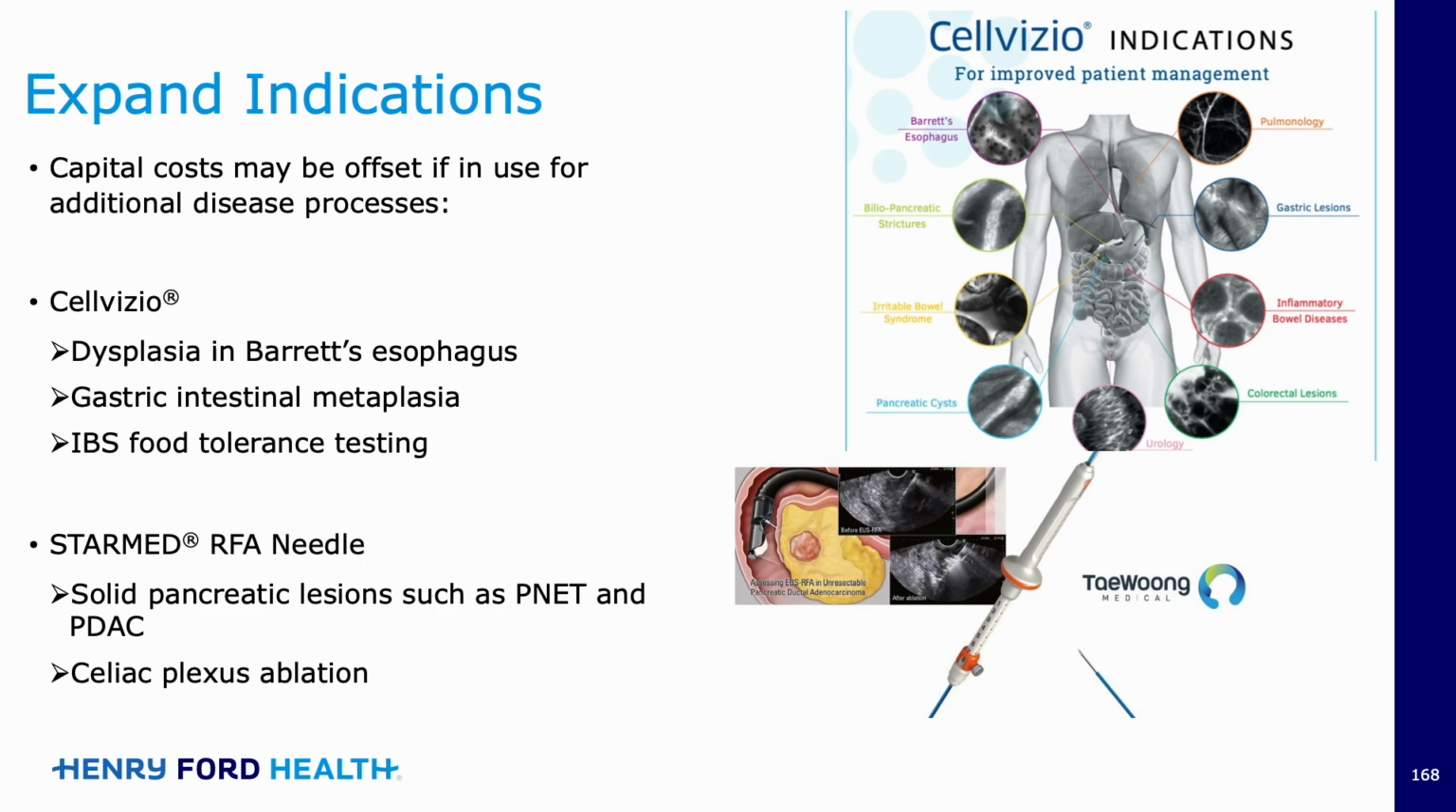NCLE, for example, is being increasingly used in guiding ablative therapies for Barrett's esophagus with dysplasia. It also has a role in gastric intestinal metaplasia, and more recently, it's being utilized for IBS food tolerance testing. So other areas to explore. In terms of RFA, this modality can be used, as we saw, for both solid and cystic pancreatic lesions, including PNET and PDAC. And we've also been using it for celiac plexus ablation for patients with malignant type pain.